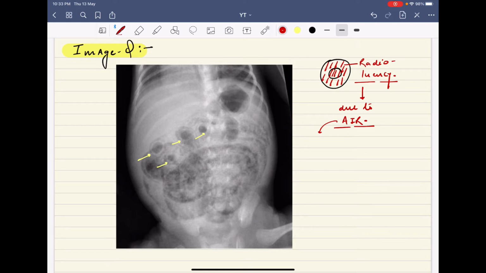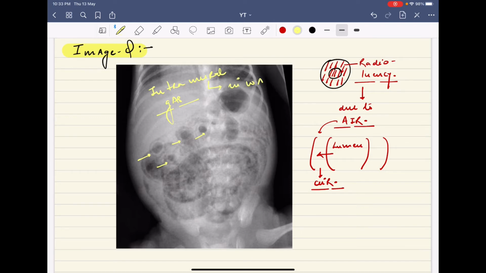Like this, you have to understand that there is a wall of a bowel like this. So air is present. This is the lumen of the bowel. So air is present here in this wall. Now you have to understand this. This is shown in the X-ray like this. So it is known as, I am writing here, intramural gas, which is seen in the image. Intramural because it is in the wall of the bowel.